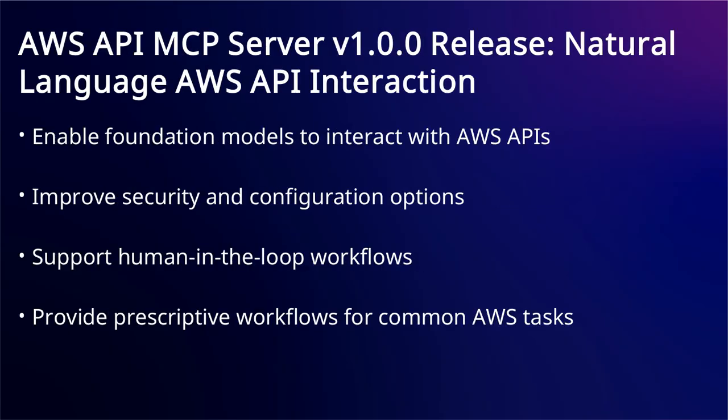The AWS API MCP Server v1.0.0 addresses the challenge of interacting with AWS APIs through natural language. You can now enable foundation models to create and execute AWS CLI commands using natural language input. The server improves security with enhanced file system controls and input validation.